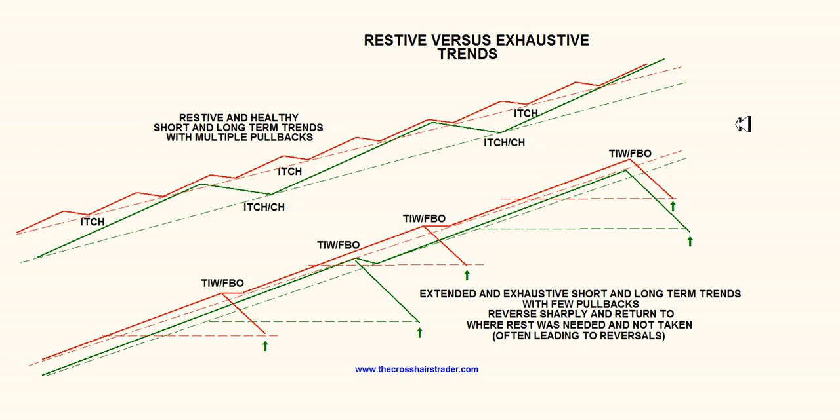Let me give you an example. In this illustration here, in a restive and healthy short and long-term trending market, we have multiple pullbacks in the trend. In other words, we'll have a longer-term trend with nice pullbacks along the longer-term trend. Within the shorter-term trend, we will again have multiple healthy pullbacks within the longer-term trend.